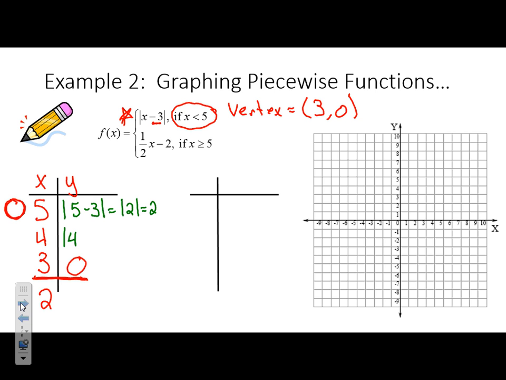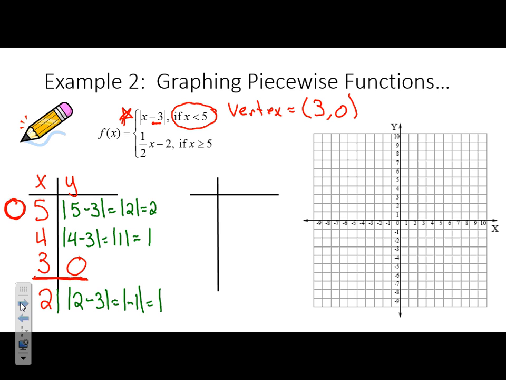Absolute value of 4 minus 3, which equals absolute value of 1, which equals 1. We know 3, 0 because that's our vertex. And then we'll go over to 2. So 2 minus 3 equals absolute value of negative 1. But the absolute value means it has to come out positive. So we're going to have a 1 there. Once we have our table filled out, now we can graph.